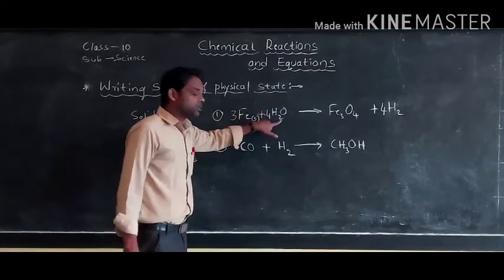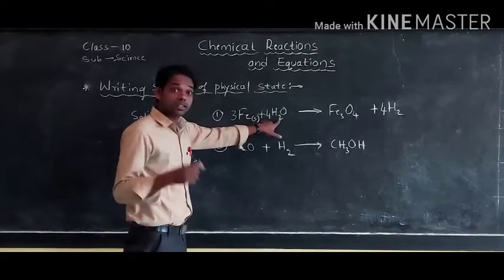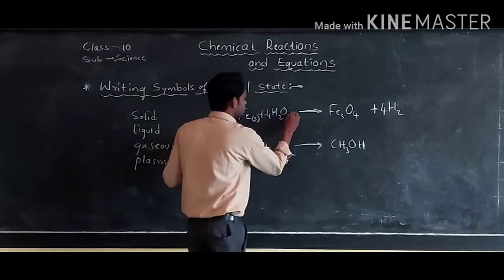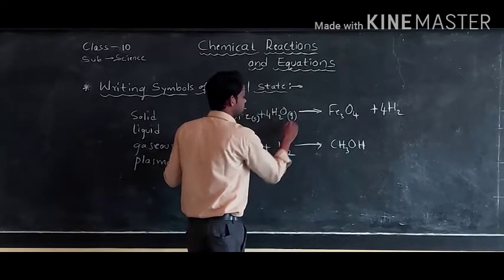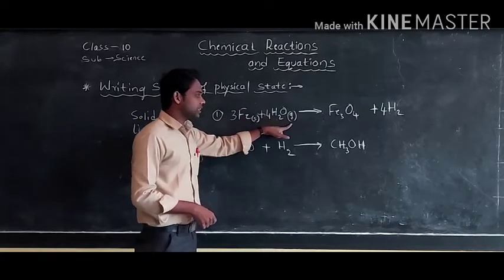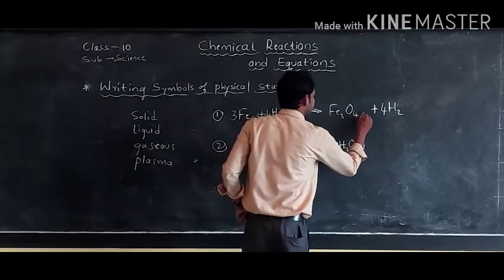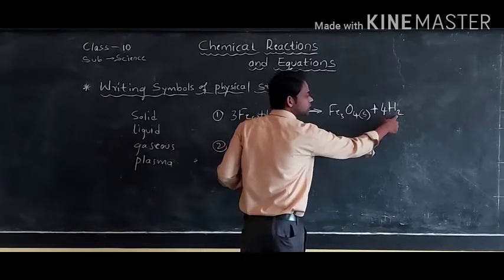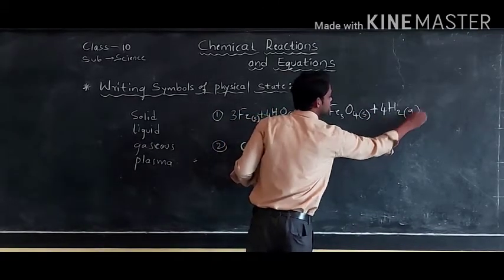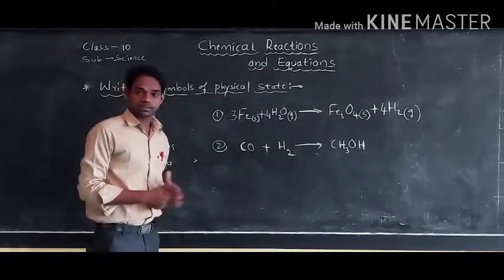When iron reacts with the steam, in which state is the steam? It is in the gaseous state. So I will write G. G means gaseous. When iron reacts with the steam, it gives iron oxide. This is also in the solid state. And hydrogen is in the gaseous state. Understood friends? How to write the physical state?